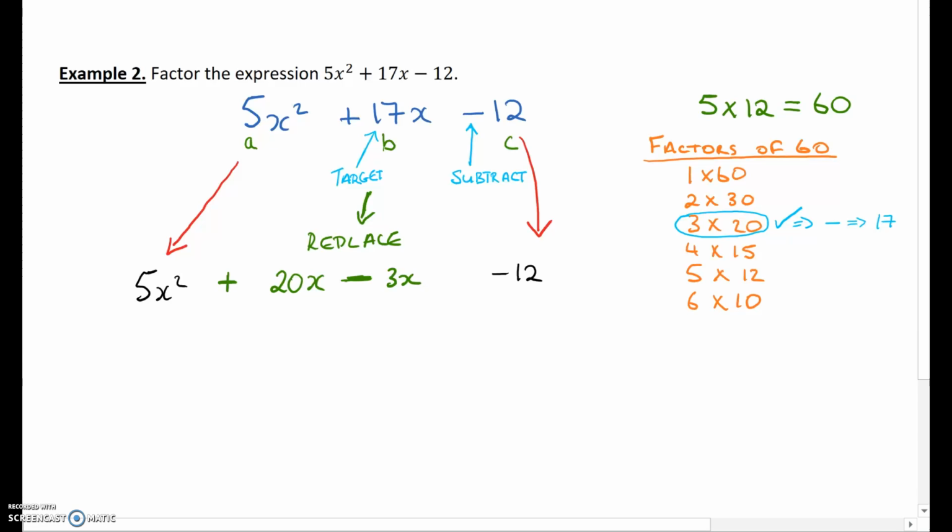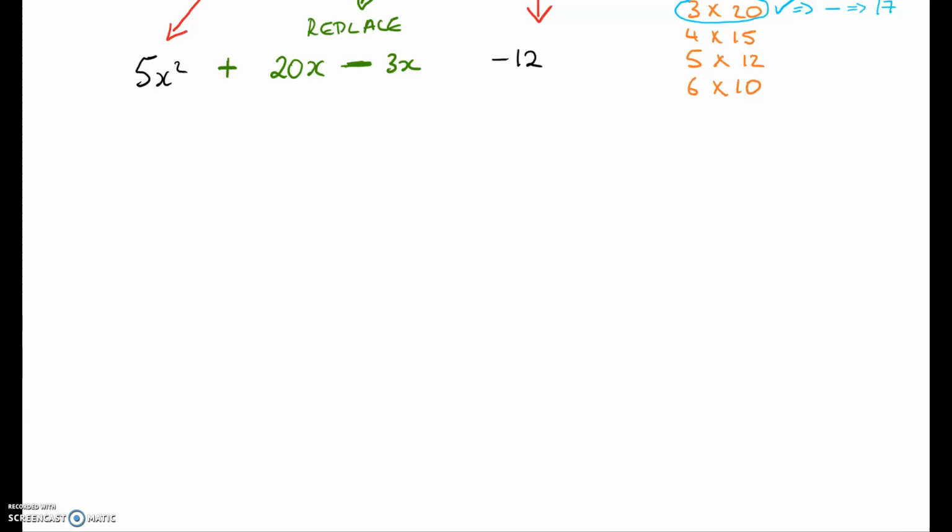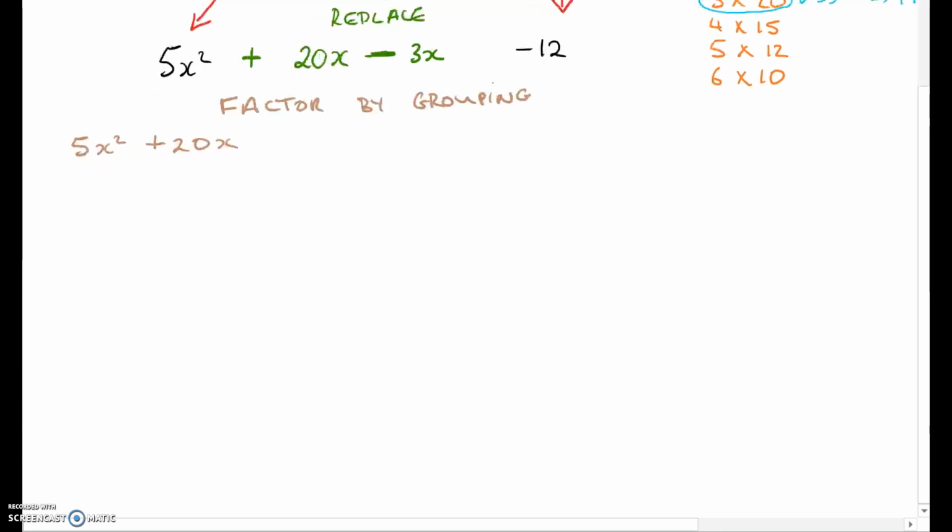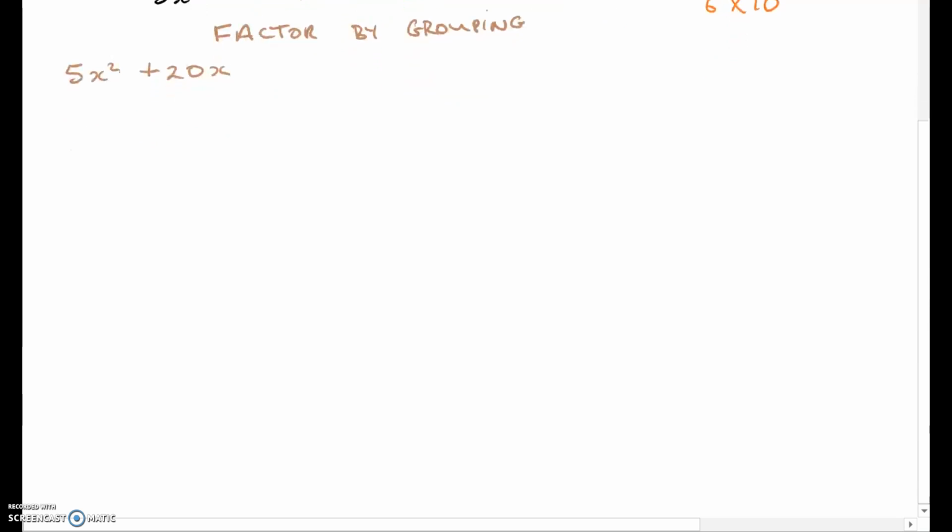Now, the second half of this problem is to factor the expression that we're left with by grouping. So factor these 4 terms by grouping. Let's deal with 5x squared plus 20x first. I'm going to do this a little bit more quickly now. Ask yourself, what number divides evenly into 5 and 20? It's going to be 5. What letter appears in both parts? X. So that's going to be your GCF.